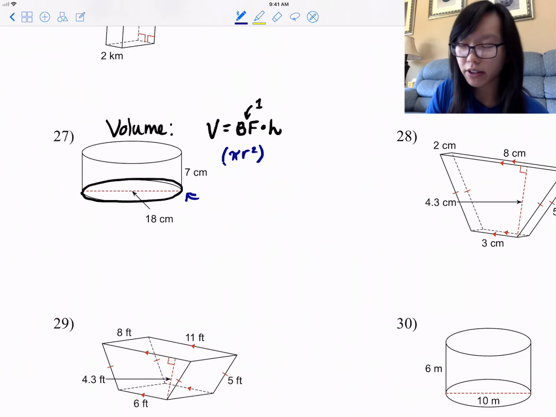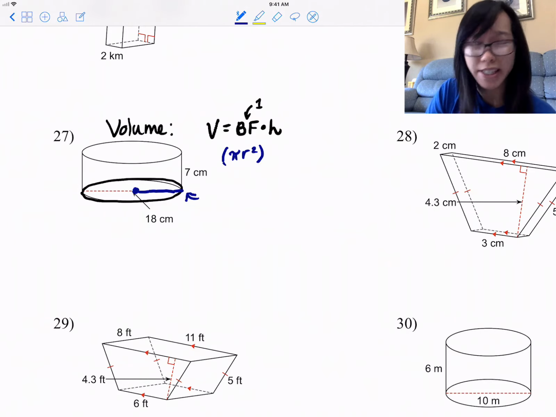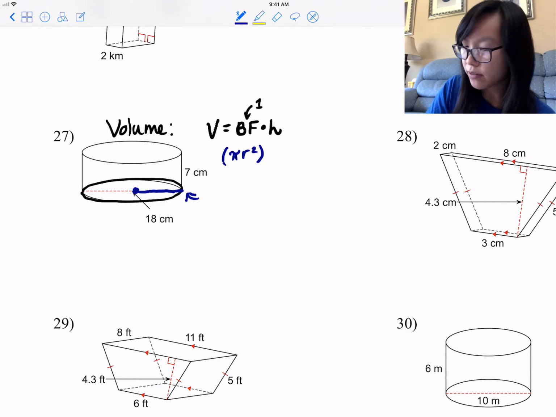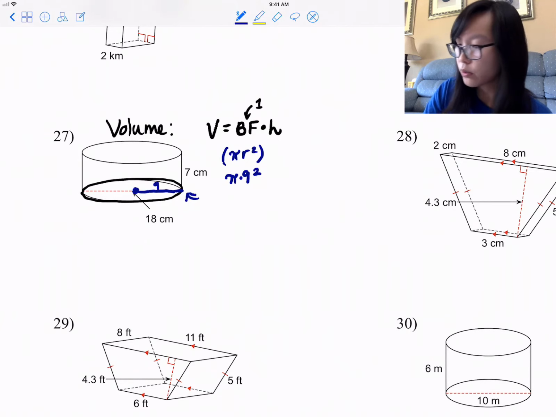But we don't really have r in this case, so we have to figure it out on our own. Notice r is from the center to the outside, and since we know it's half of this length, we know half of 18 is 9. So let me go ahead and put that in. Pi 9 squared, and all of these are multiplied.